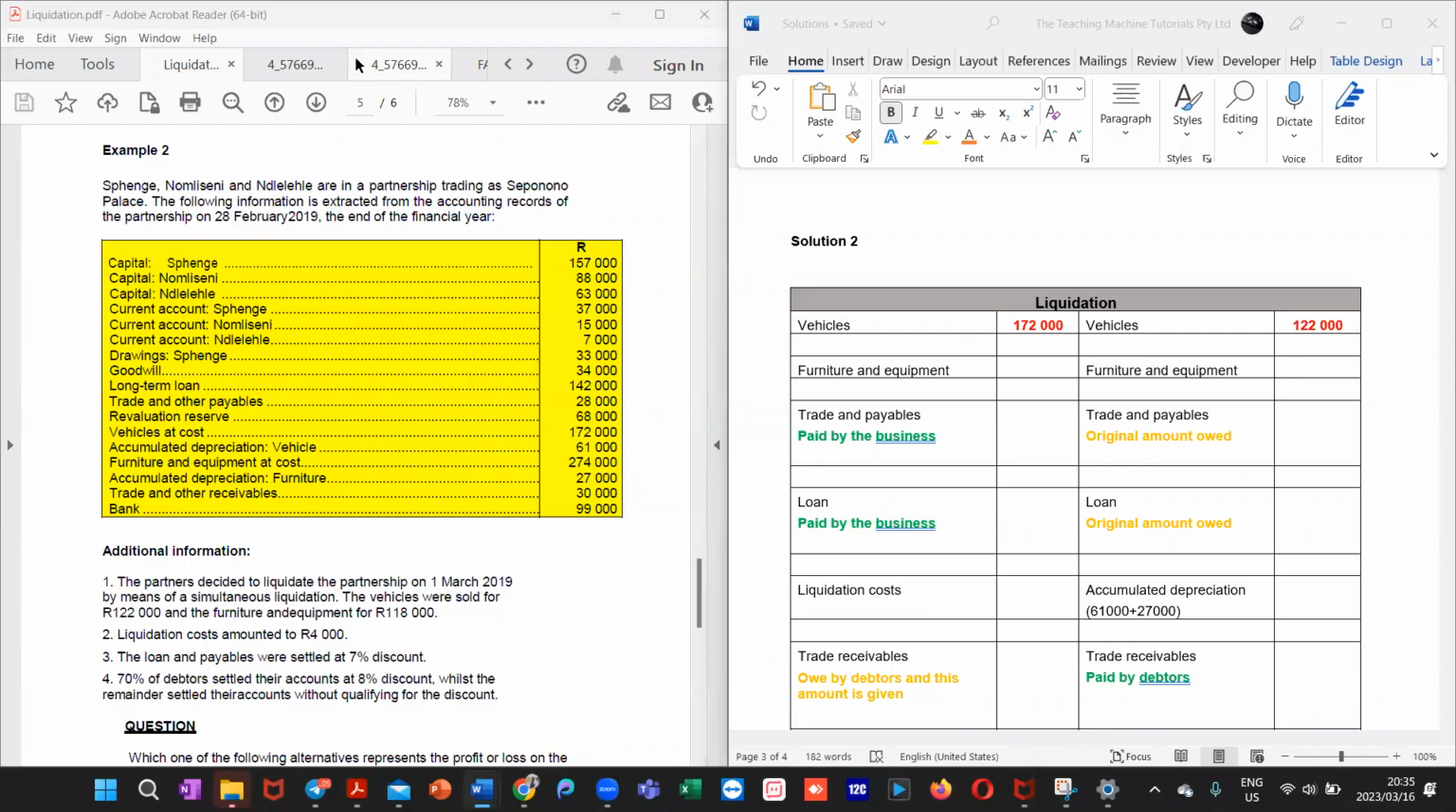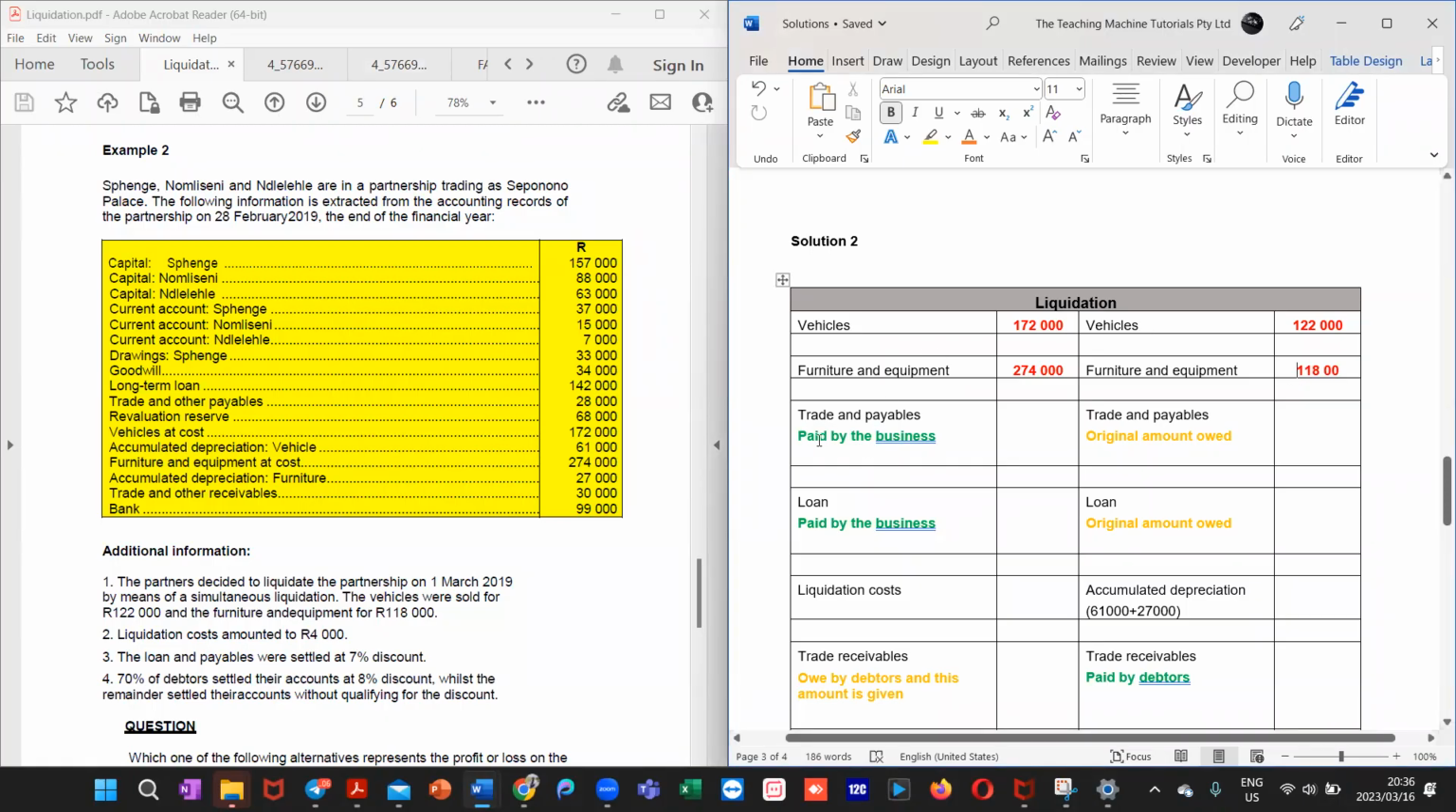Okay, we have fast learners here. Furniture, we're going to record the cost price on the debit side. What is furniture and equipment cost? It says 274,000. What is the selling price of furniture and equipment? It says 118. So you see, guys, on your left is the cost price of what is being sold. On the right is the amount it was exchanged for.